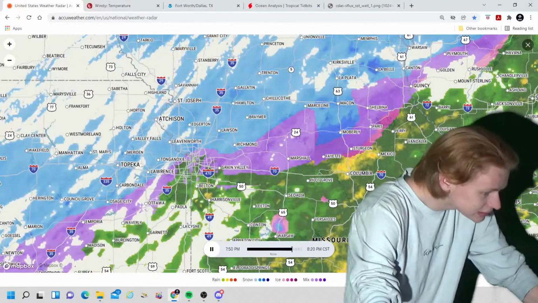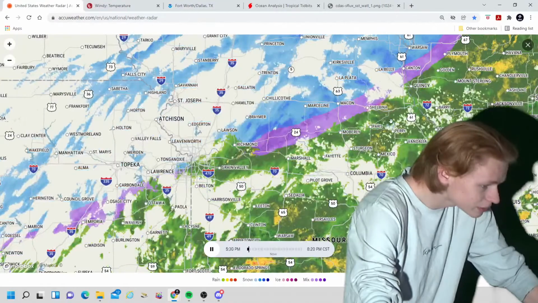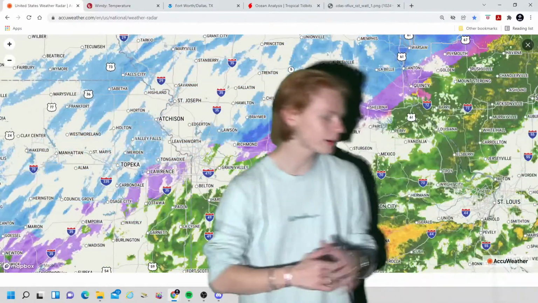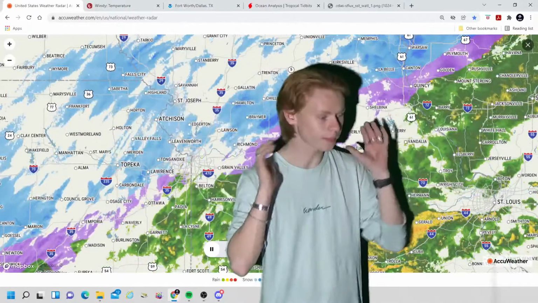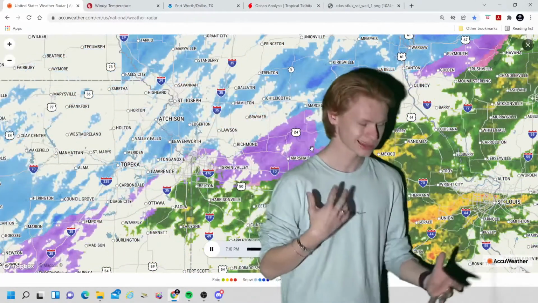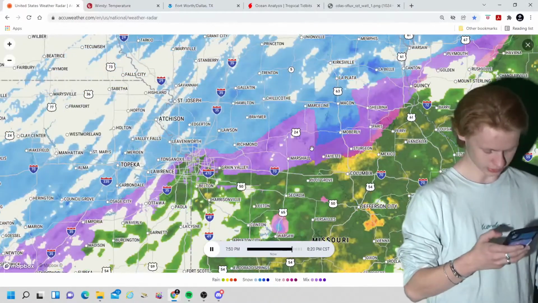So we are actually seeing some freezing rain or some ice trying to form. You can kind of see it right there. That's something I'm a little bit worried about. The ice is the most dangerous. The blue is the snow. The purple is the mixed. Closely monitoring that and watching to see what comes after that.